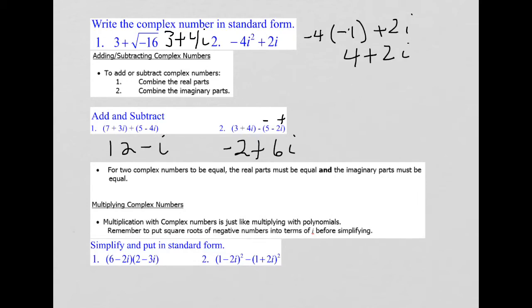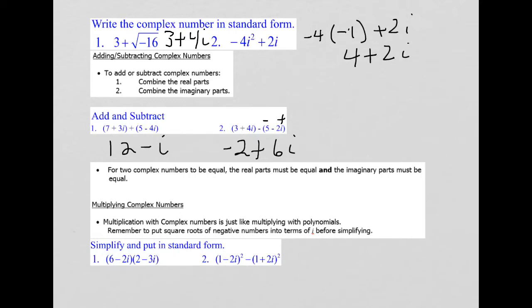For two complex numbers to be equal, the real parts must be equal, and the imaginary parts must be equal. Multiplying complex numbers. Multiplication with complex numbers is just like multiplying with polynomials. Remember to put square roots of negative numbers into terms of i before simplifying.